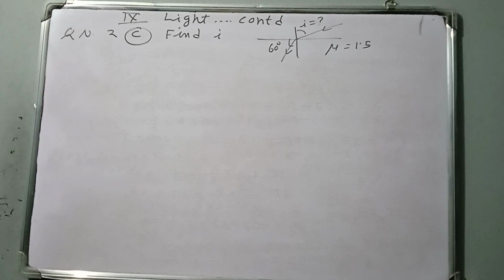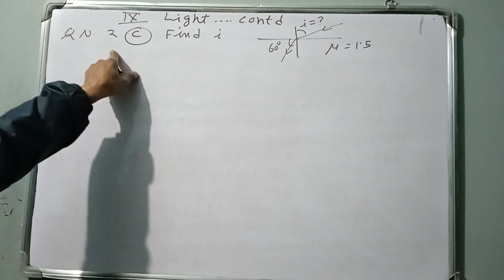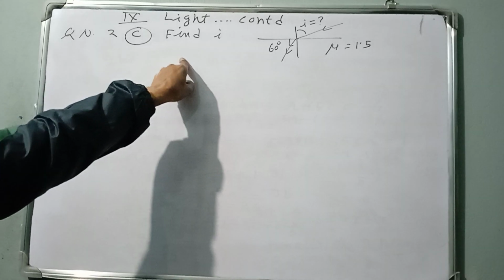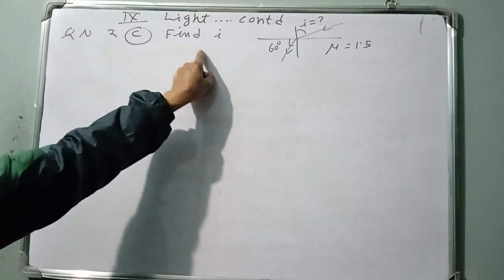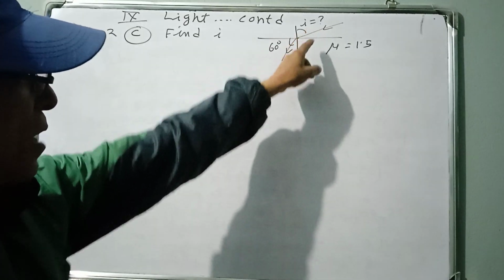Evening, class 9. Light continued. Question number 2C, remaining questions of yesterday. Find the angle of incidence I.